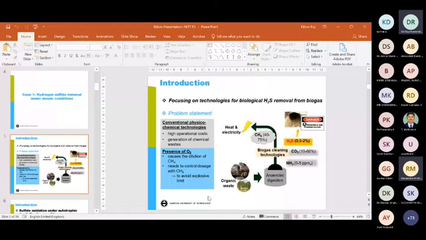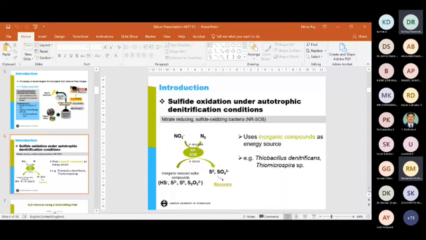And one such approach that we have found is sulfide oxidation under autotrophic denitrification conditions, which means that the nitrate will serve as an electron acceptor, and the sulfur species will serve as an electron donor.